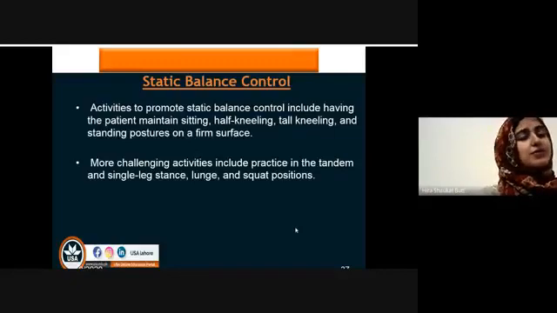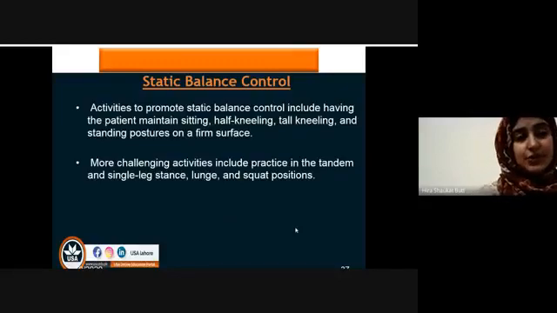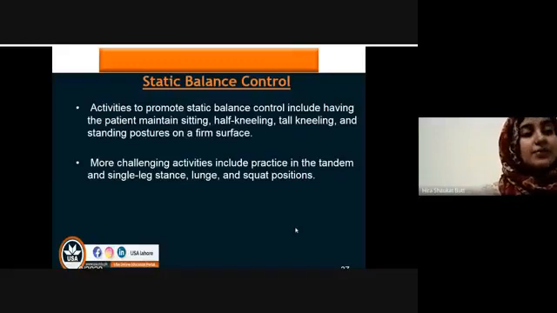Obviously, first of all, we will discuss the static balance control, so there are some specific exercises, and the procedures or the exercises can be derived from the assessment tests as well. So in the static balance control, how to train the static balance control? The activities to promote static balance control include having the patient maintain sitting position, half kneeling position, tall kneeling position, and standing postures on a firm surface.